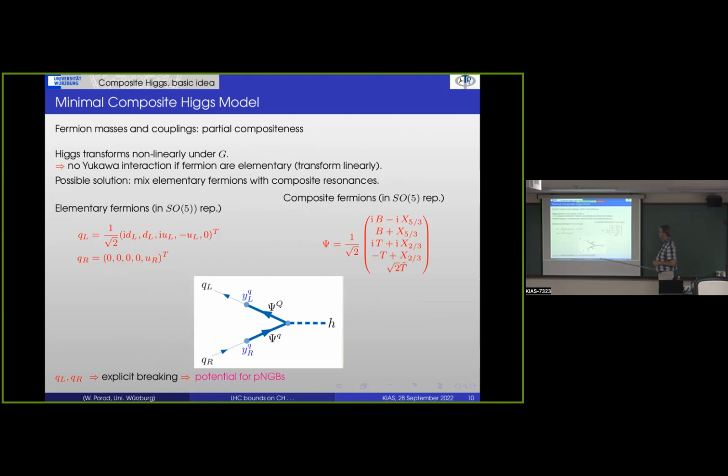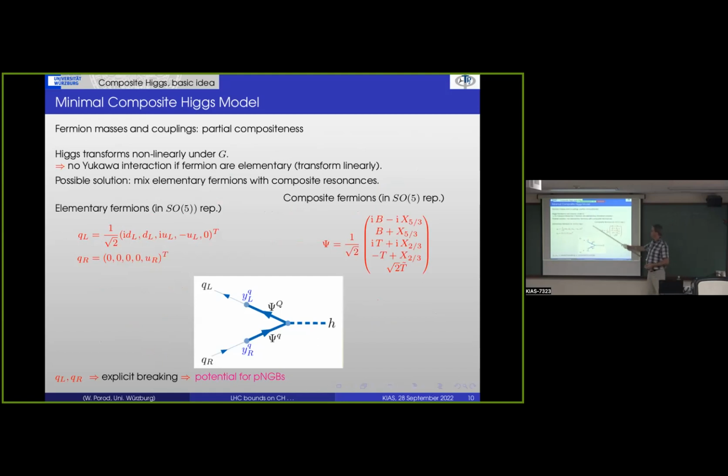Another point, of course, is fermion masses and couplings, because the Higgs transforms now as a nonlinear representation of this global group G. Therefore, you can couple it directly to a linear realization, or linear vector-like elementary fermions, as you would like to have it.